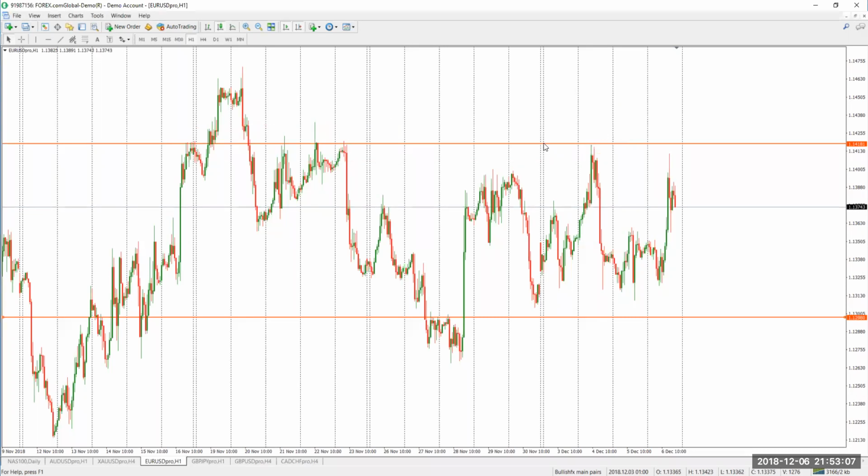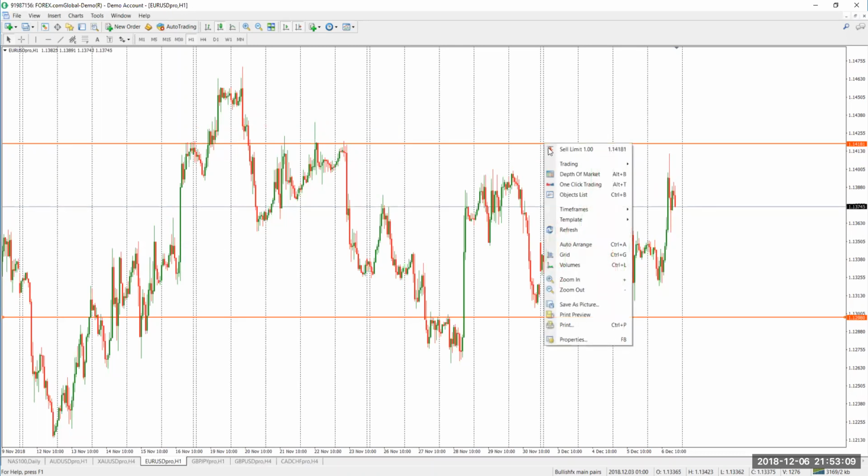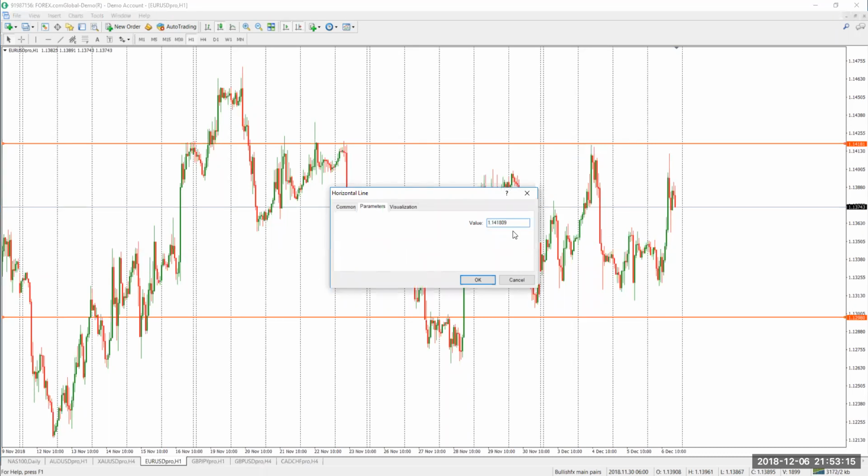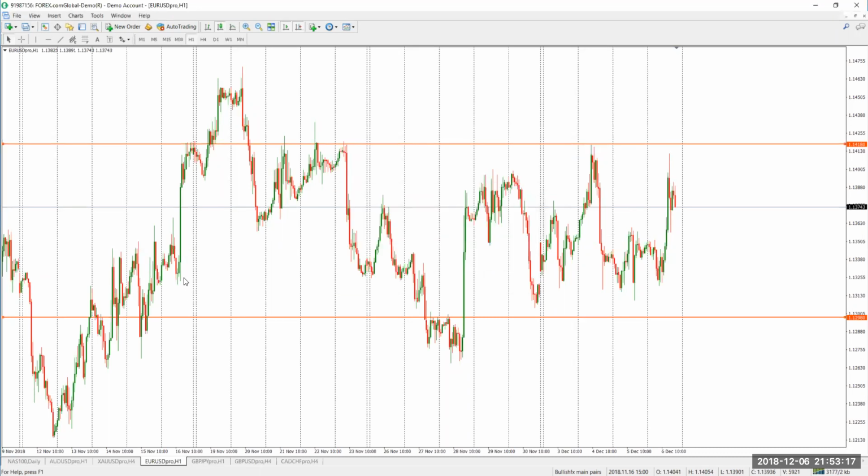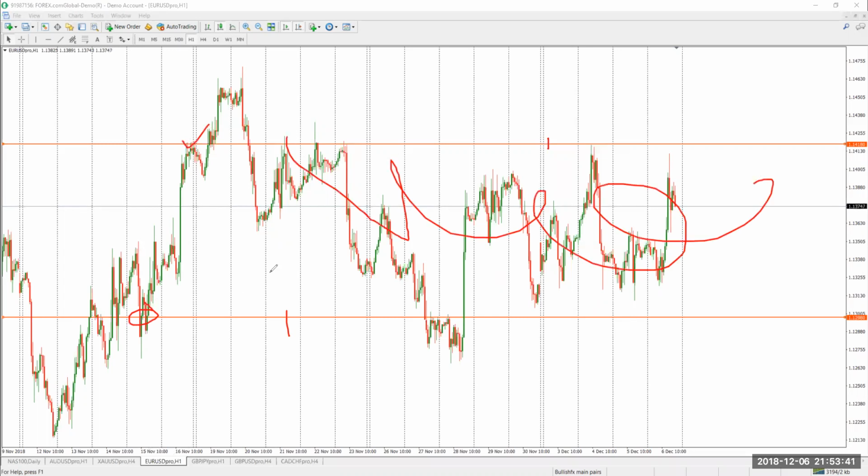So we've got 14,181. So that's 14,180. 14,181. You can clearly see now that I've got two levels to work with. The 12,980, the 14,180. Price is bouncing from those levels since 15 November. You can see price is in this zone. So this is where we're going to be looking for the trade.